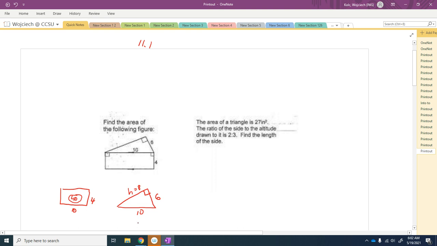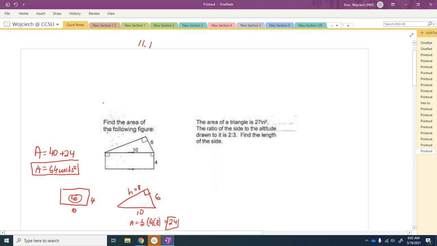So the area of this triangle would be 1/2 times 6 times 8, or in other words, half a rectangle. Half of 6 is 3, and 3 times 8 is 24, so the area is 24. Therefore, the final area of the figure would be 40 plus 24, so the area would be 64 square units. This is the final answer.